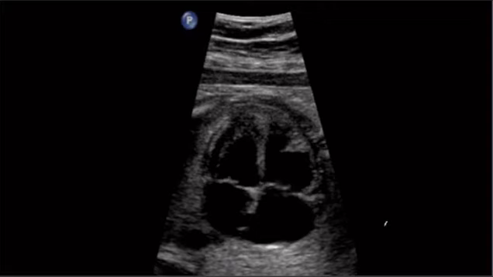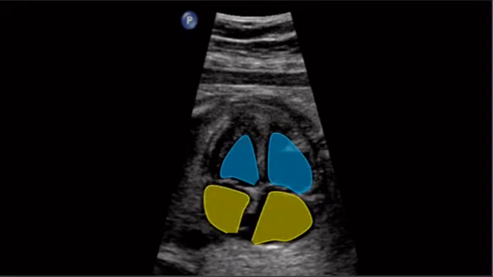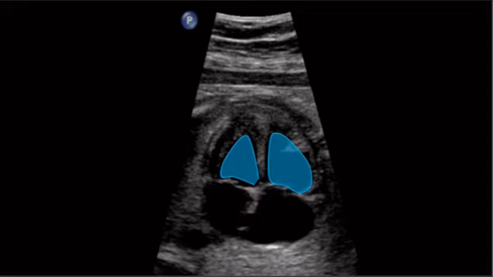And you can sort of figure out what you're looking at. Those are the ventricles. How do I know they're the ventricles? Because the muscle's thicker there, right? And they're also bigger. So those are the ventricles. Those are the atria. And then you probably said, hey, there's an ASD.